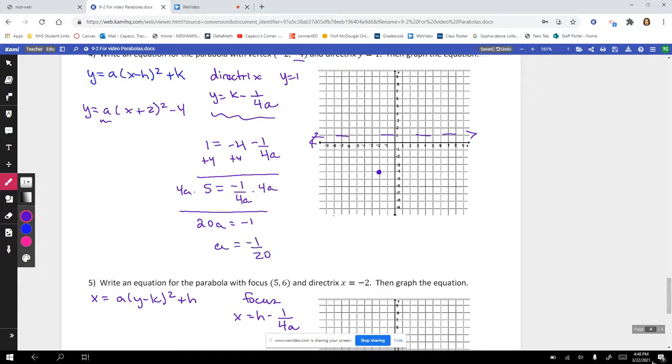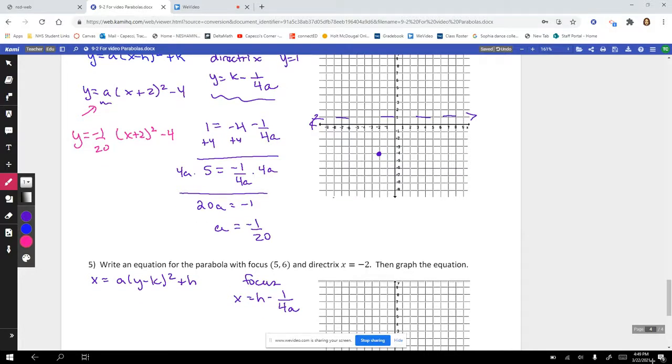Okay, so I'm just going to slide this right up here. So I have y is equal to -1/20 (x plus 2) quantity squared minus 4. Okay, so that's my equation.